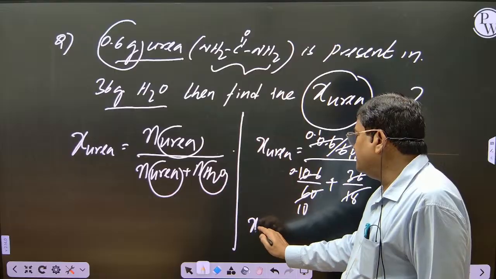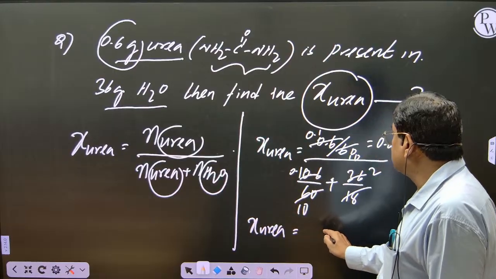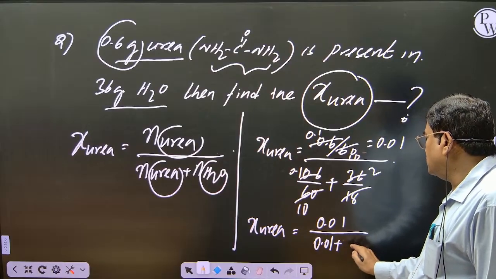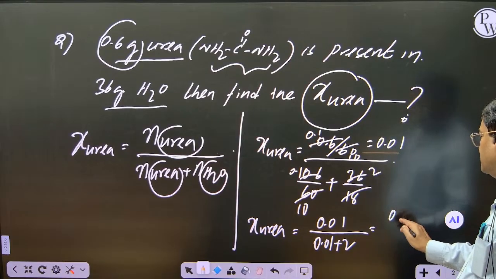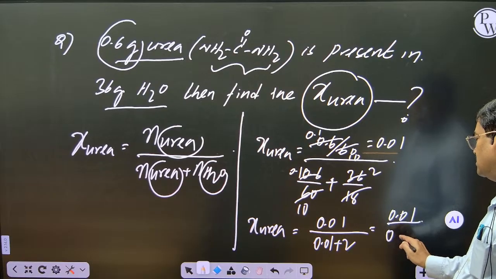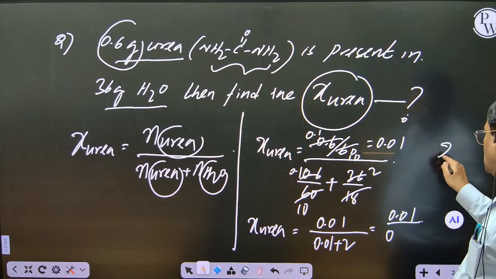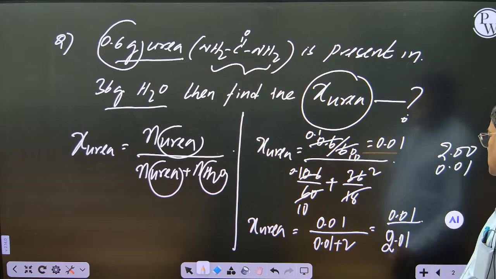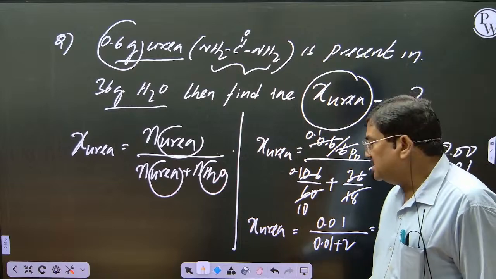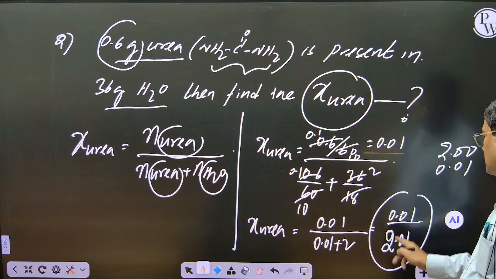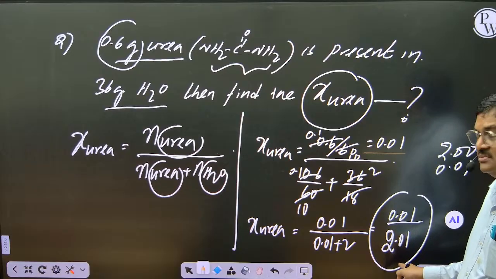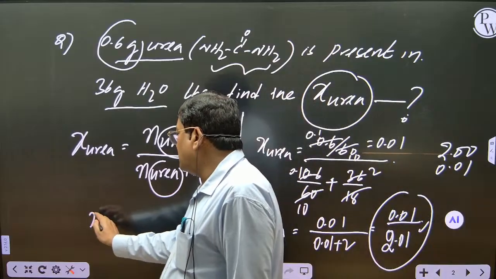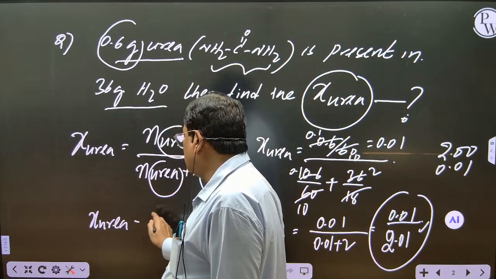So mole fraction of urea, how much do we get? Check. This comes to 0.01 upon 0.01 plus 2. That comes how much, student? 0.01 upon 2.01. You have to add 2 plus 0.01, 2.01. Check, everyone, you got the same answer. 0.01 by 2.01 you have to get. Or can I write this as 1 by 201? The mole fraction of urea we can write as 1 upon what? 201.